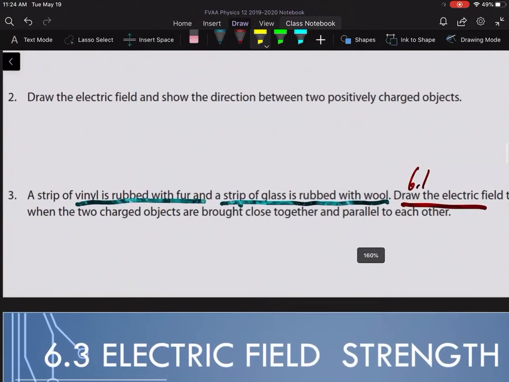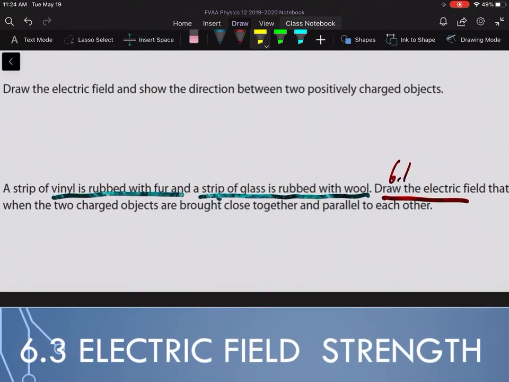Here for number 3, just keep in mind to see what happens to the vinyl when it's rubbed with the fur, and to the strip of glass when it's rubbed with the wool. Just go back to 6.1, that continuum of electronegativity that shows where electrons jump to and from when two substances interact and are rubbed together. Okay.